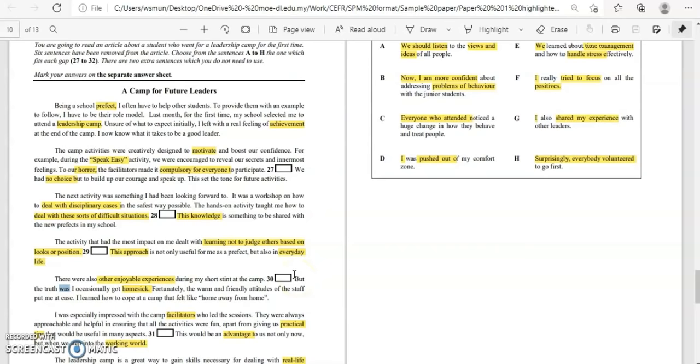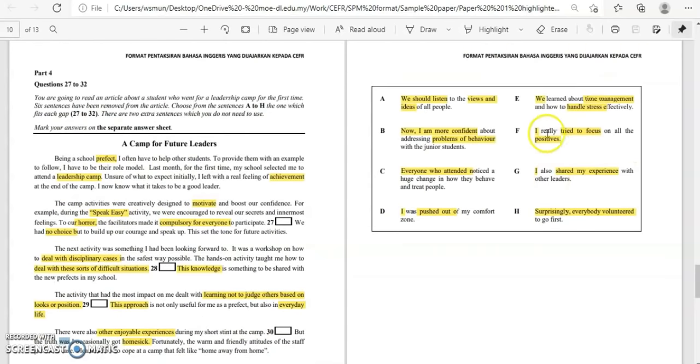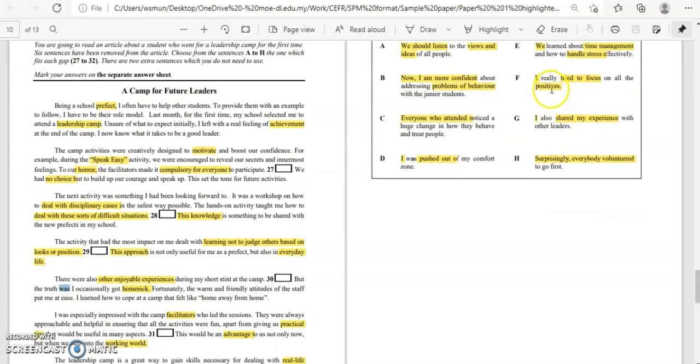So which sentence can fit in the gap? "I really tried to focus on all the positive." This is also using past tense, so we could try to fit this in the gap. "There were also other enjoyable experiences during my short stint at the camp. I really tried to focus on all the positive, but the truth was I occasionally got homesick." All three sentences are in past tense too.